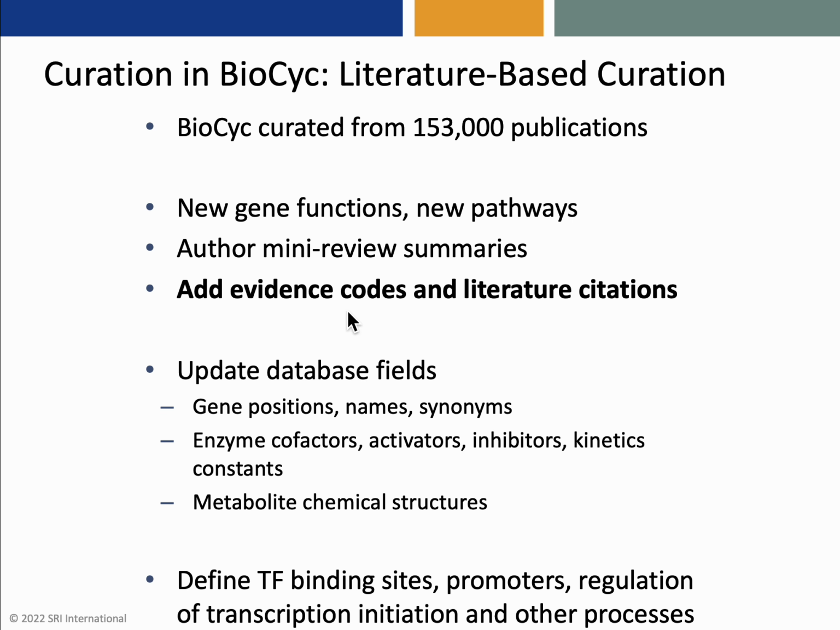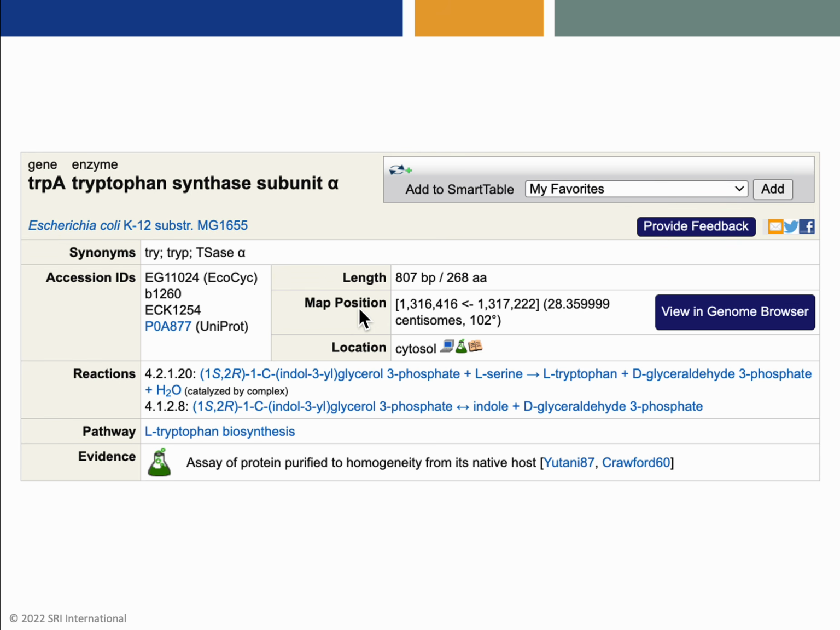They'll add evidence codes that let us, so for example, here's a gene page for an E. coli gene, trpA, and it has an evidence code, this flask icon, that tells us there is experimental evidence for the function of this gene, and it comes from these papers here.